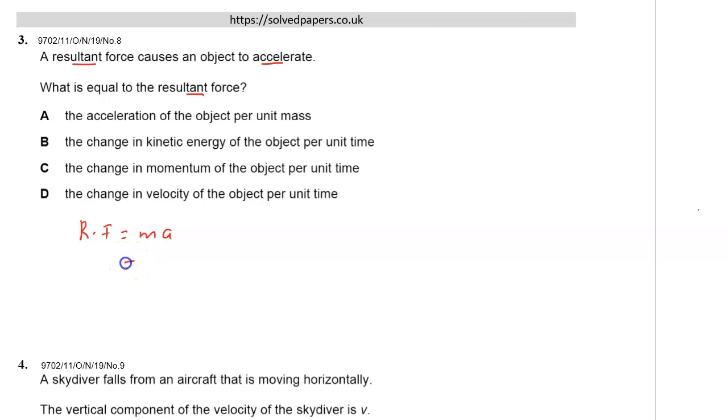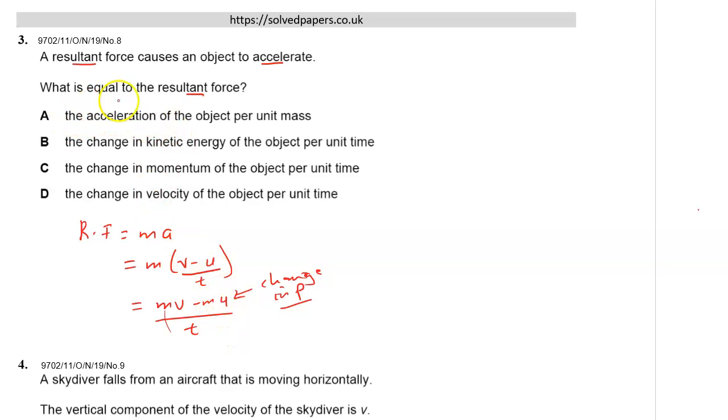And of course, we know that acceleration is the rate of change of velocity: final velocity v minus initial velocity u, divided by t. You can open the brackets and get mv minus mu over t. This is the change in momentum, where p is momentum. So the whole of this is the rate of change of momentum.